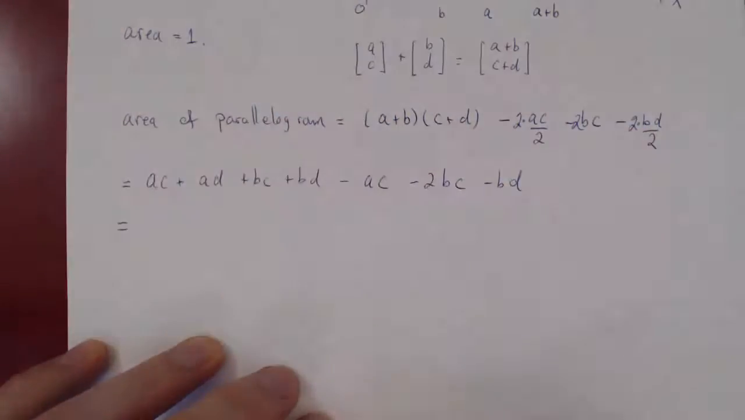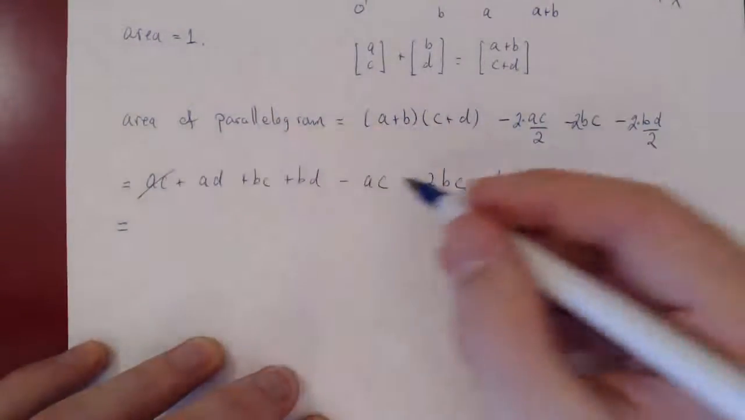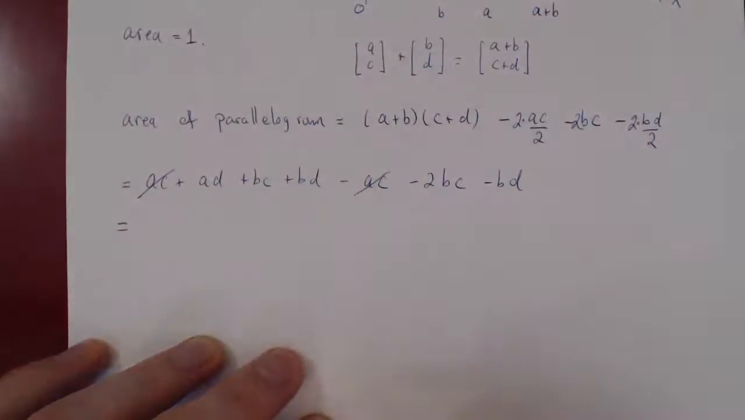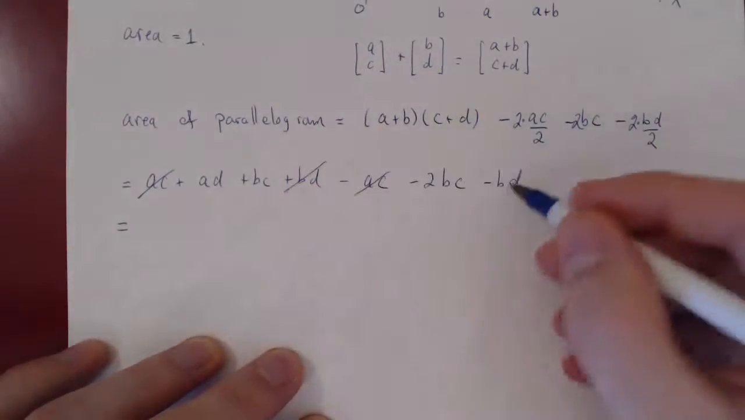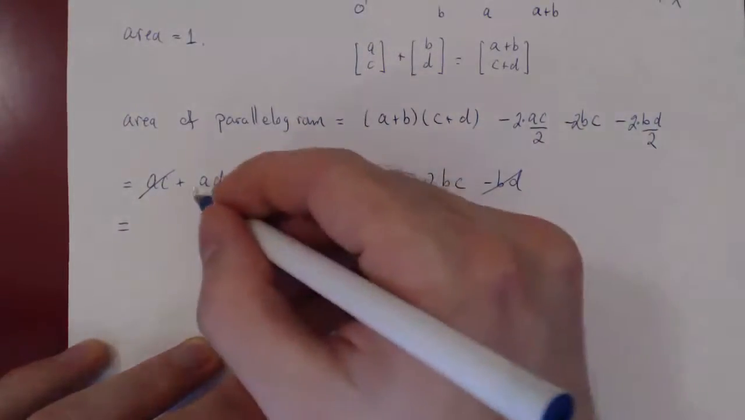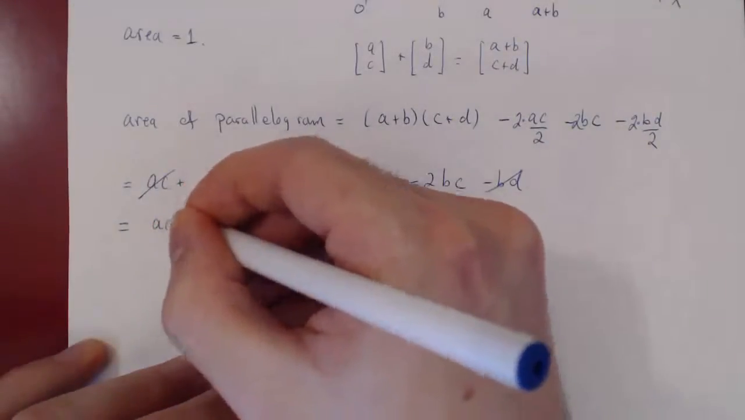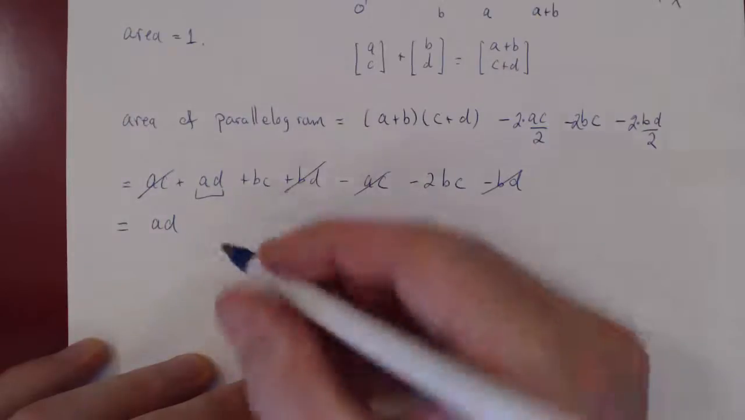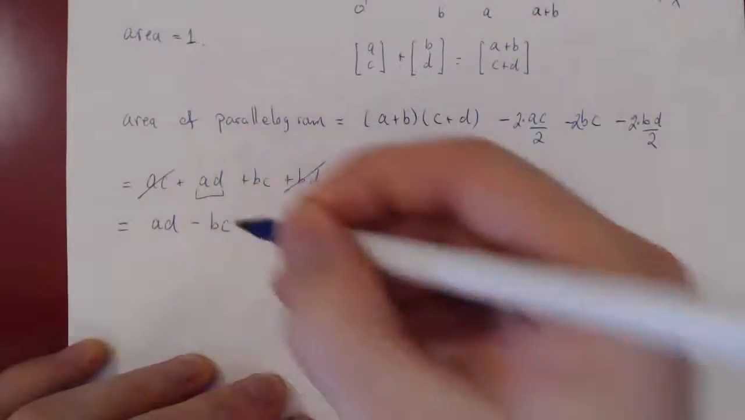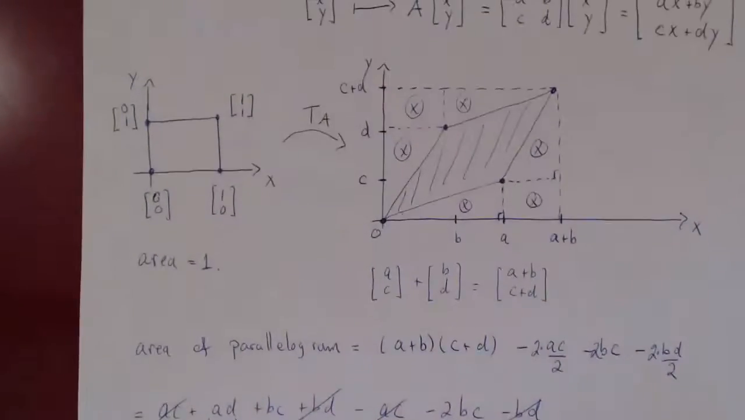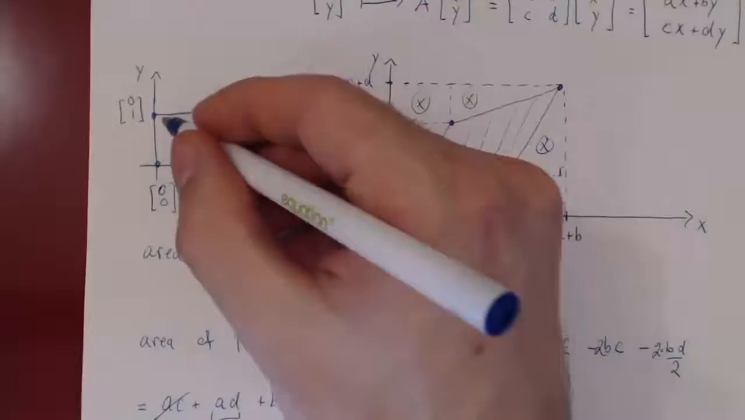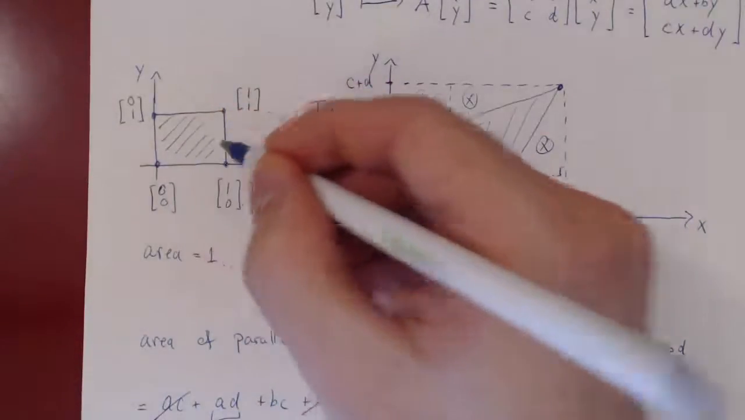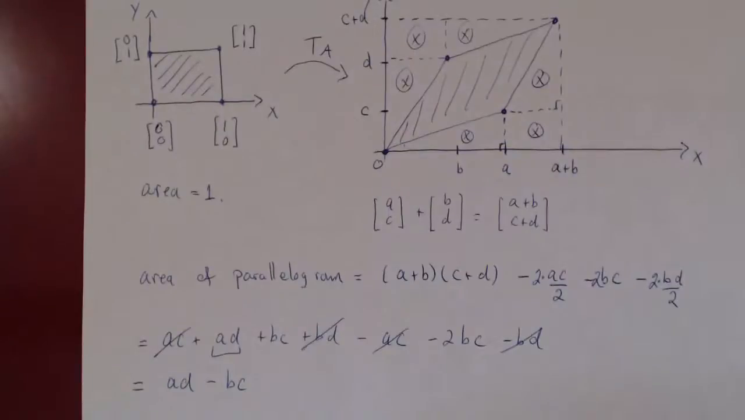So what are we left with? Well, AC minus AC cancels, BD minus BD cancels, and we're left with AD minus 2BC plus BC minus BC. So you see the area was 1 of the unit square, and now the area of the parallelogram is AD minus BC.